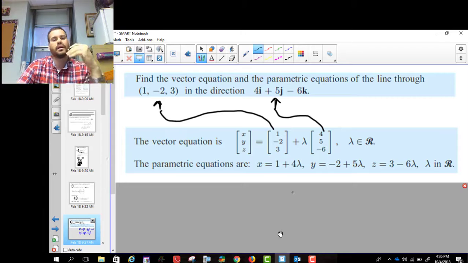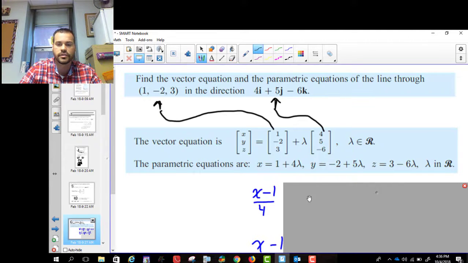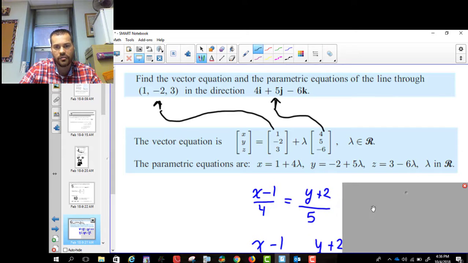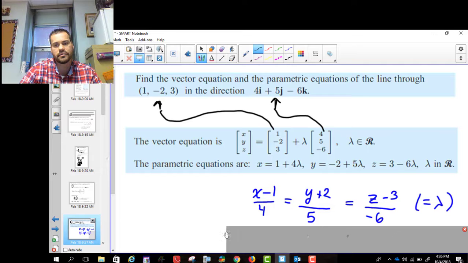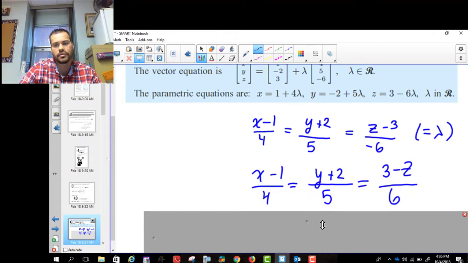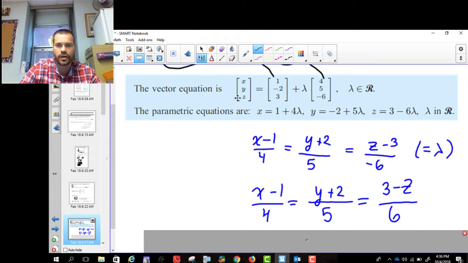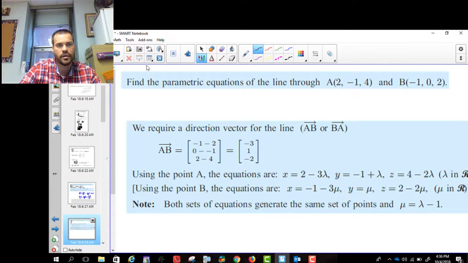And if you want a Cartesian equation, you would just solve each of these for lambda. So you go x minus 1 over 4 equals y plus 2 over 5 equals z minus 3 over minus 6. If you wanted to, you can flip the sign on that last one so it's not divided by minus 6. But that's your Cartesian equation. So vector equation, parametric equation, Cartesian equation. That's how it works.